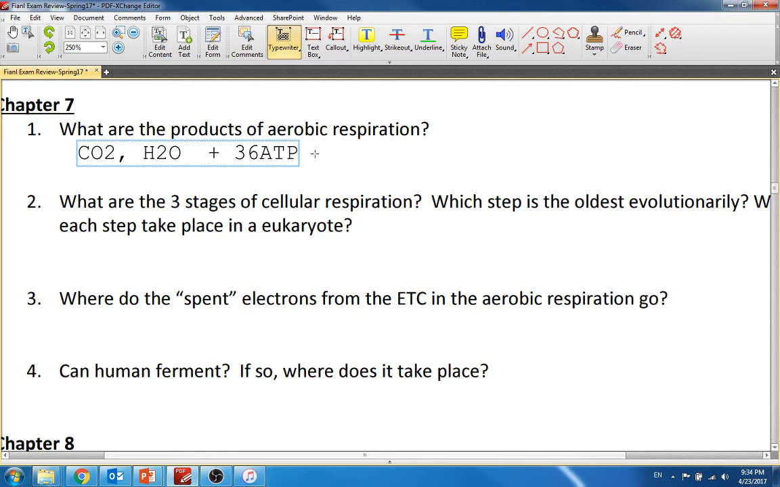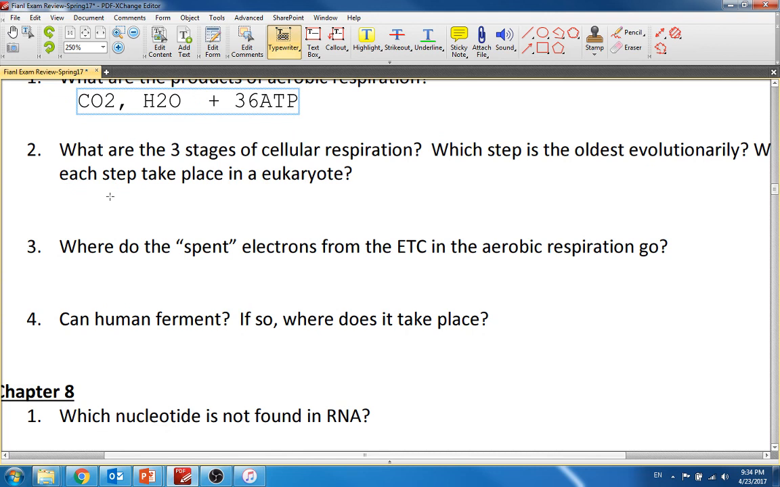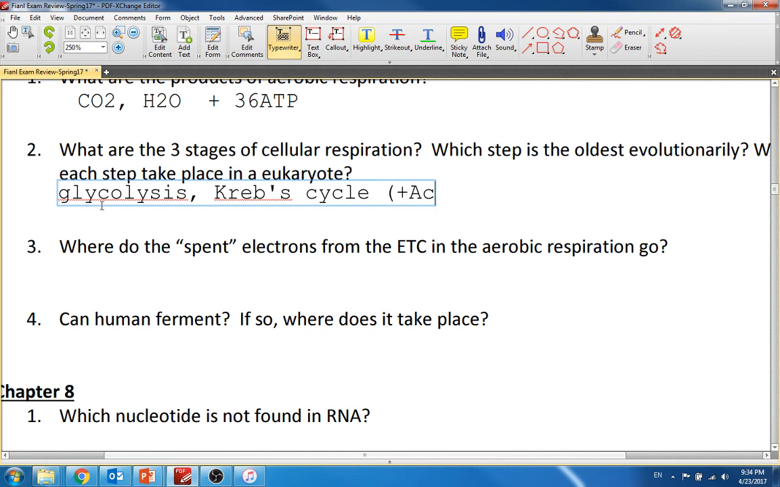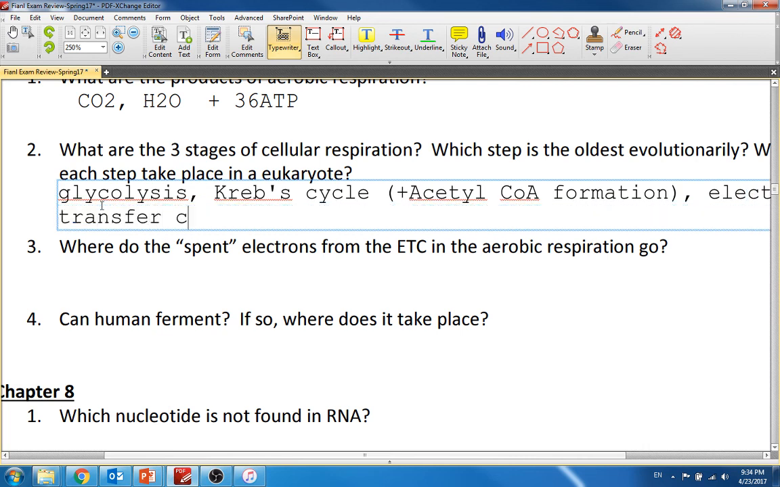Second question, what are the 3 stages of cellular respiration? Stage 1, glycolysis. Stage 2, Krebs cycle, which also has a transitional step that's called acetyl-CoA formation. And then stage number 3 is the electron transfer chain. Which step is the oldest evolutionarily? That would be the first step, the glycolysis.